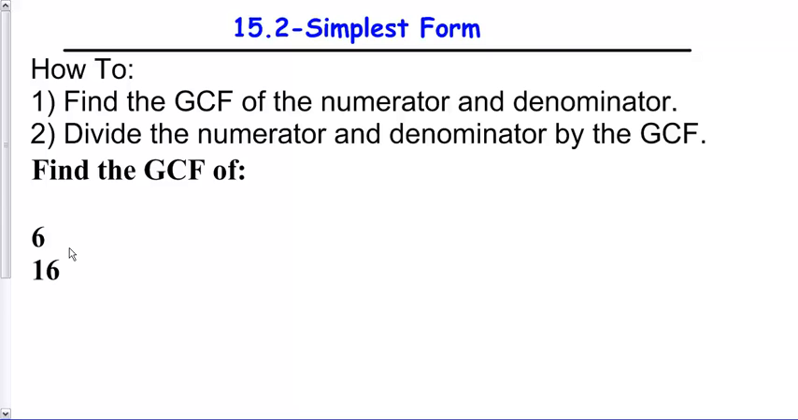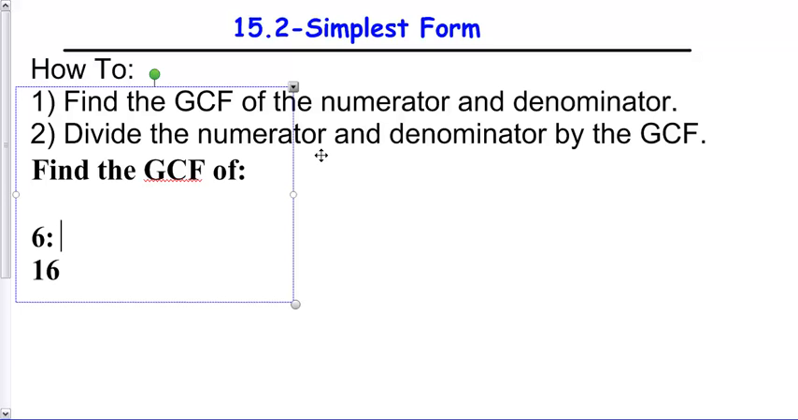Chapter 15, Lesson 2, Simplest Form. Now, in order to find the simplest form, we have two things we have to do. We need to find the GCF of the numerator and the denominator, and then divide the numerator and the denominator by the GCF. So, first thing we have to do is find the GCF. And GCF is greatest common factor.